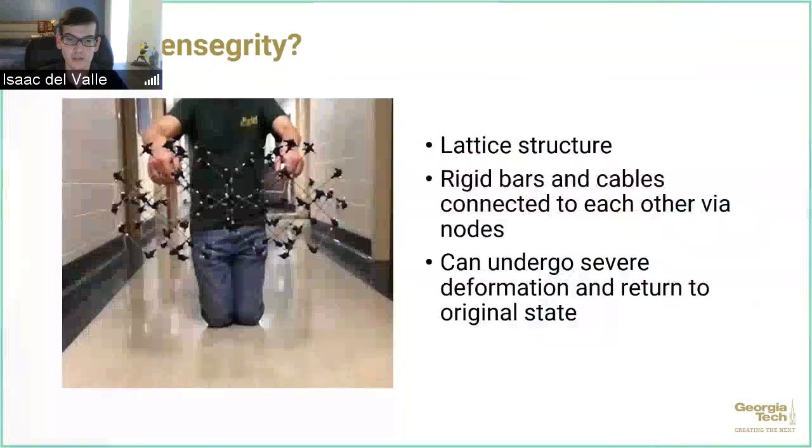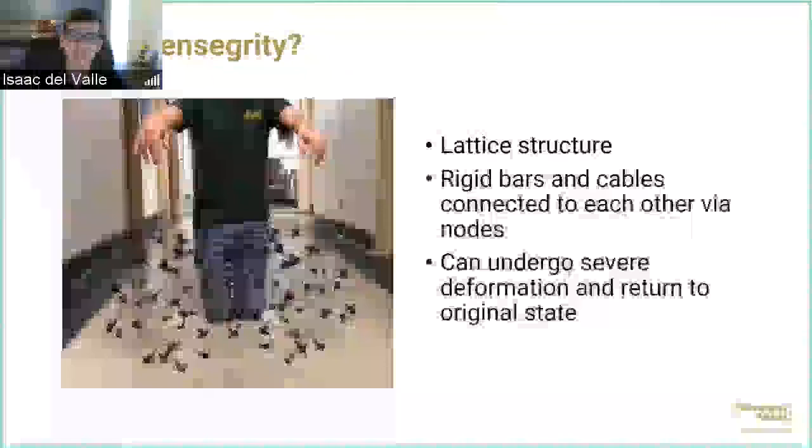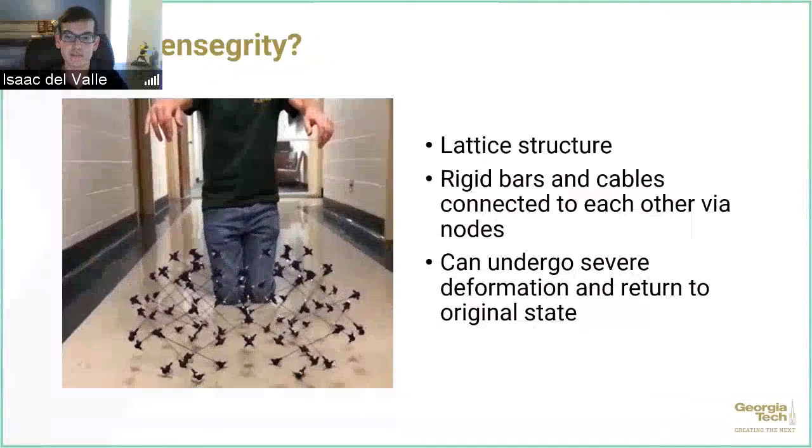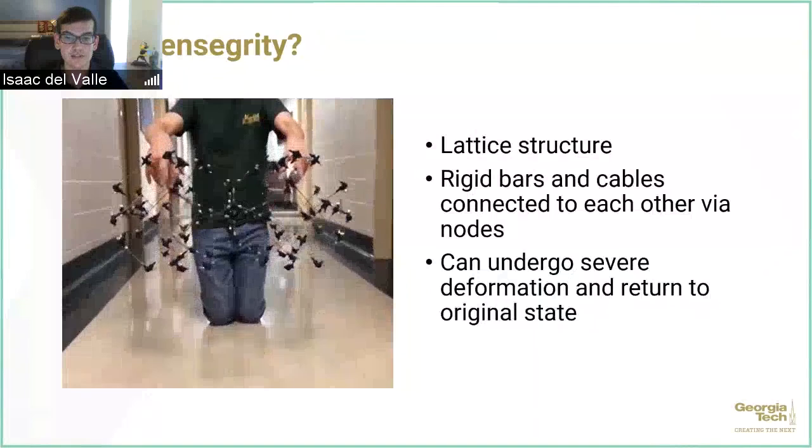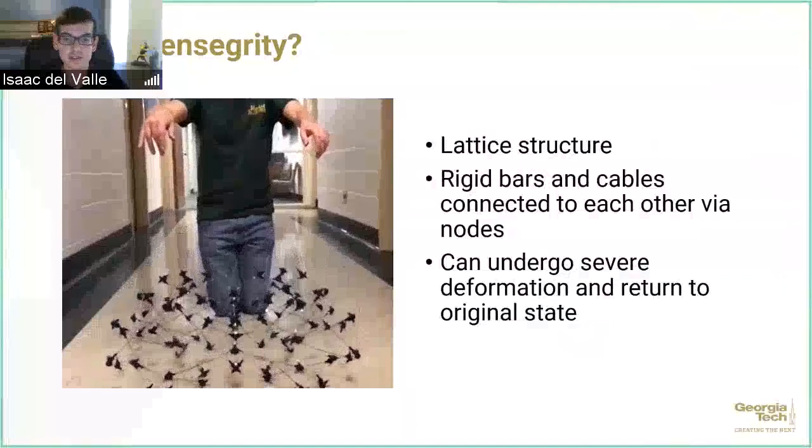Okay, so now what is Tensegrity? Tensegrity is a lattice structure comprised of rigid bars and cables connected to each other via nodes. The rigid bars and cables form individual units, and then the units connect to each other to form the overall lattice. The big idea behind Tensegrity structures and why they are so useful is the fact that it can be incorporated into the field of soft robotics.